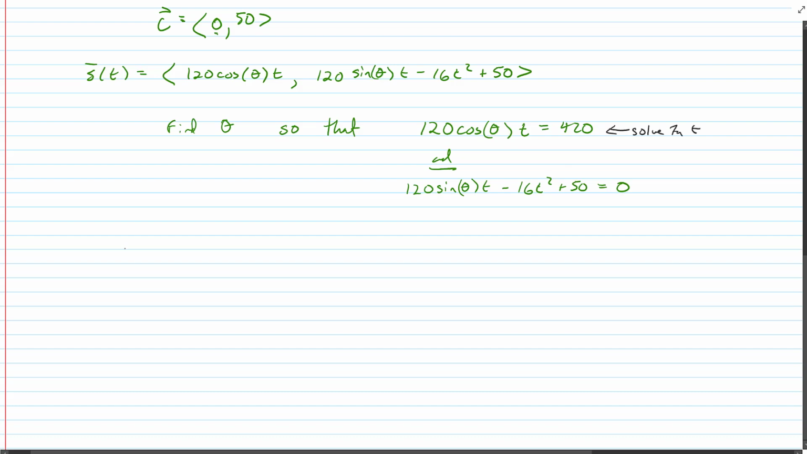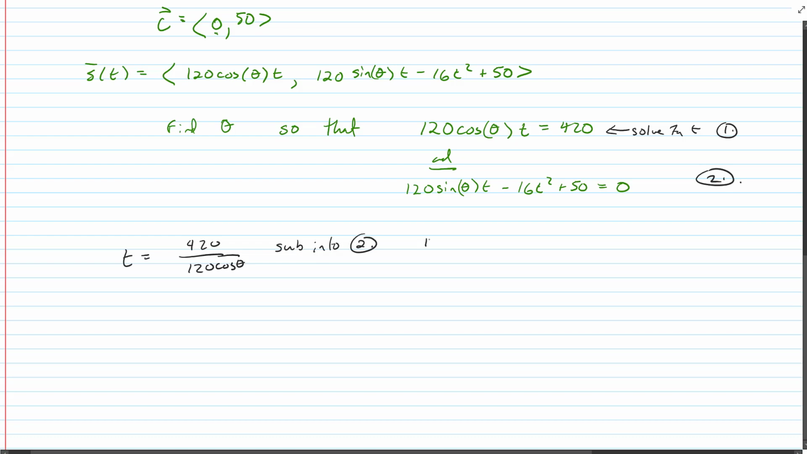So if I do that, I get that t is equal to 420 over 120 cosine theta. And then we're going to substitute that. Let's maybe number these. That's 1, that's 2. Sub that into 2, the vertical requirement.